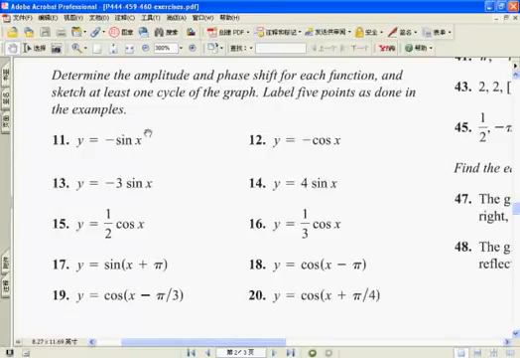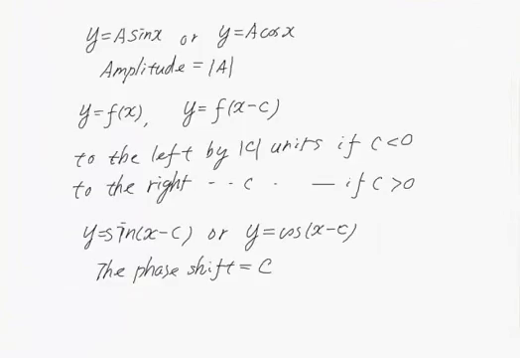Now let's look at problem 20. Determine the amplitude and the phase shift for each function and sketch at least one cycle of the graph. Label the 5 points as done in the examples. It's page 459. Problem 20: we have y equals cosine of x plus pi over 4.